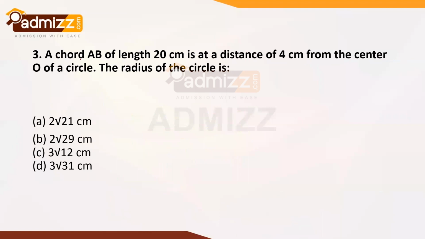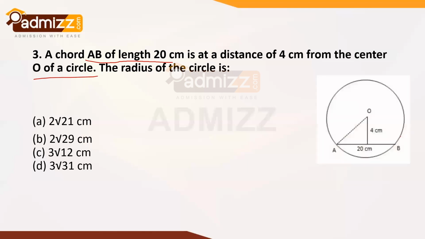A chord AB of length, this is at a distance of 4 centimeters from the center of the circle. The radius is this. We've got a figure as well in this case, right? So AB is of length 20 centimeters. The distance from the center is 4 centimeters. We have to find the radius, or OA, in this particular case.